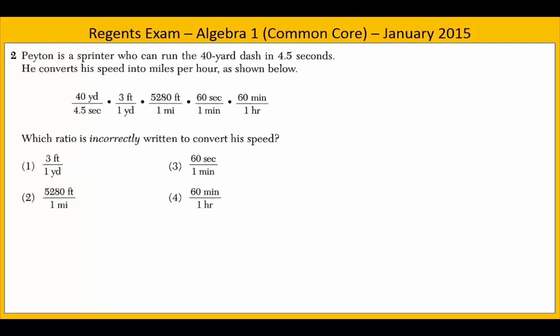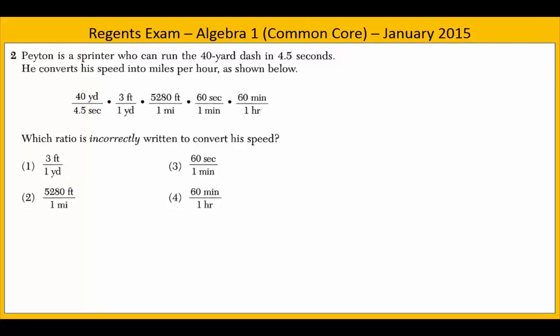In exercise 2, we're told that Peyton is a sprinter who can run the 40-yard dash in 4.5 seconds. He converts his speed into miles per hour using dimensional analysis by setting up the ratios. One of the ratios is written incorrectly. Which one is it? To determine this, we begin by seeing which units cancel out.